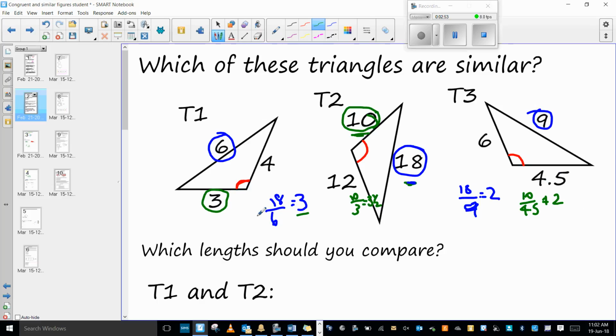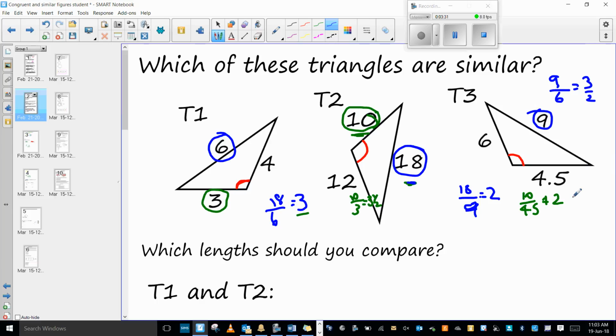Okay, so we've checked 2 and 1. We've checked 2 and 3. So we're now going to check 1 and 3. So if we did the long length on triangle 3, that would be 9, and our long length here is 6. So 9 and 6. Does that simplify? Yes, to 3 and 2, because 3 goes into both of these, doesn't it? How many times does 3 go into 9? 3. And how many times does it go into 6? Okay, so we've simplified it to 3 over 2.